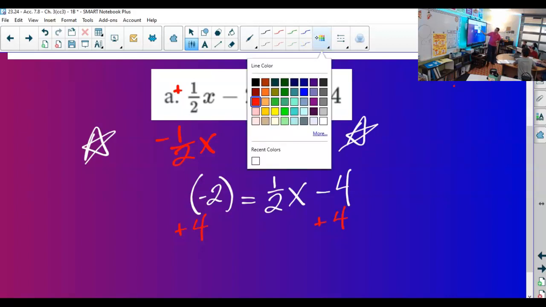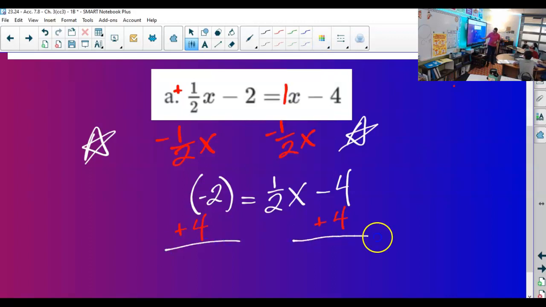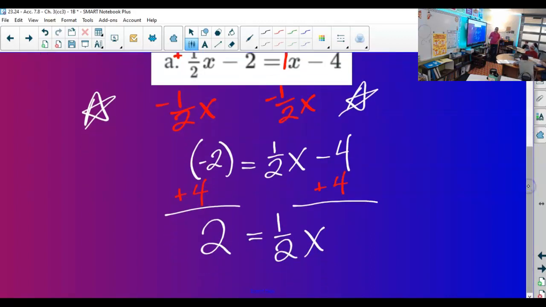Now we get to -2 plus 4. -2 plus 4, positive 2 equals 1/2 of an x. Will, if I have 1/2 of an x, how do I get a whole x? Yeah, we times it by 2. So on both sides, we are multiplying by 2.